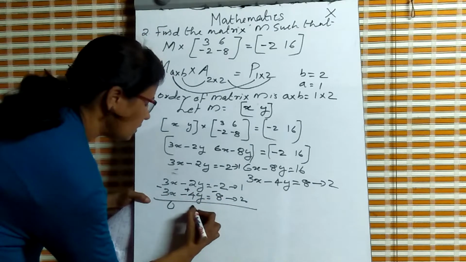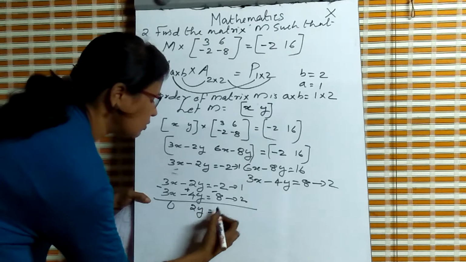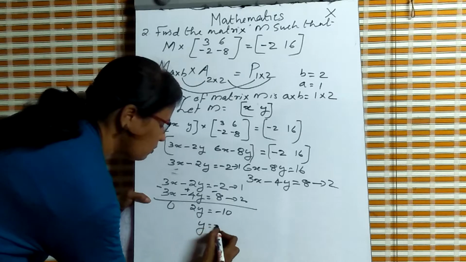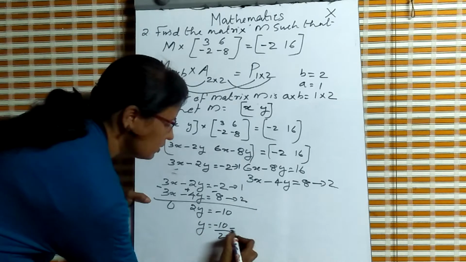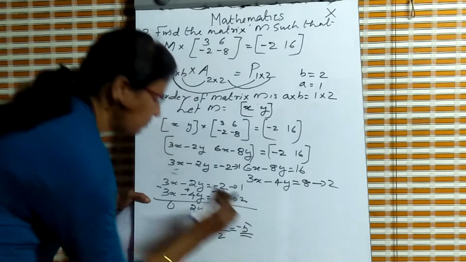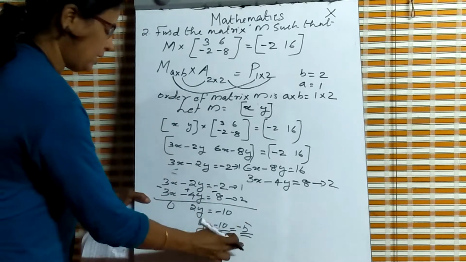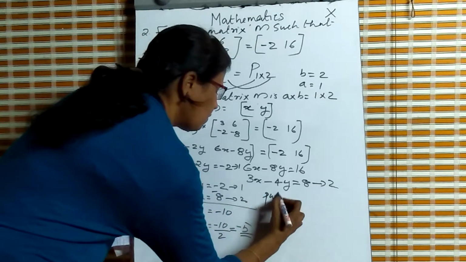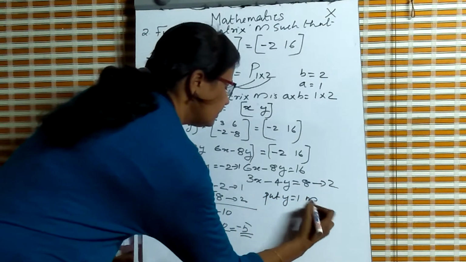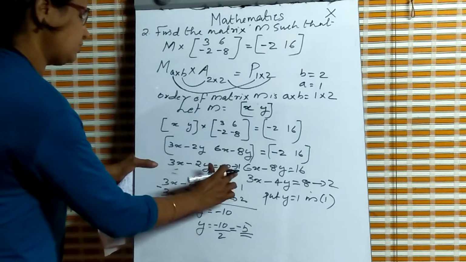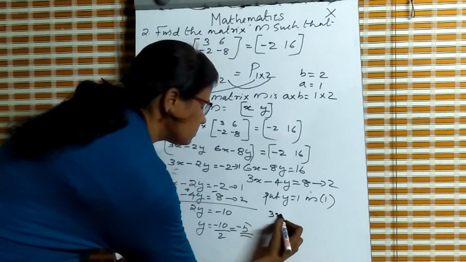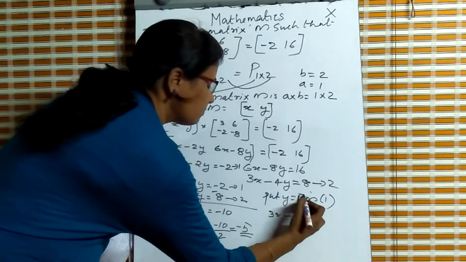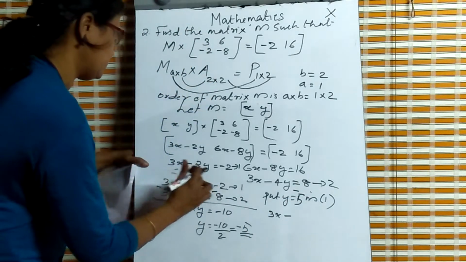0. 2y is equal to minus 10. Therefore, y is equal to minus 10 by 2, which is equal to minus 5. Put the value of y equal to minus 5 in any one of the given equations. Put y in equation 1. Equation 1 is 3x minus 2y is equal to minus 2. Put y is equal to minus 5 in equation 1.